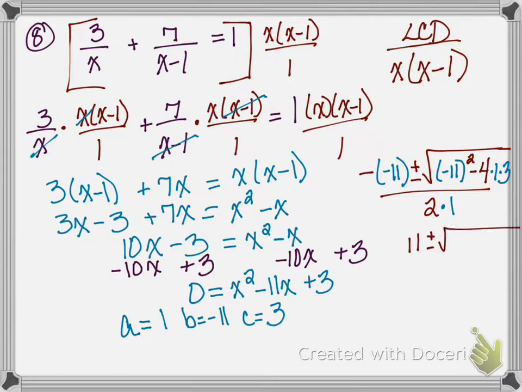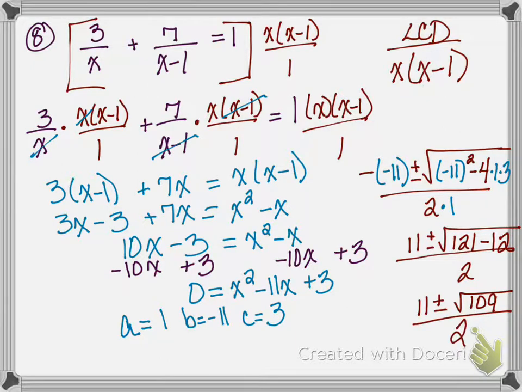Plus or minus the square root. Negative 11 squared is 121. Okay? Negative 11 times negative 11 is 121. Negative 4 times 1 is negative 4. Negative 4 times 3 is negative 12. So I'm going to subtract 12 right there. Okay? Then I've got 11 plus or minus the square root of 109. 121 minus 12 is 109. And that's all over 2. 109 cannot be simplified further. Okay?